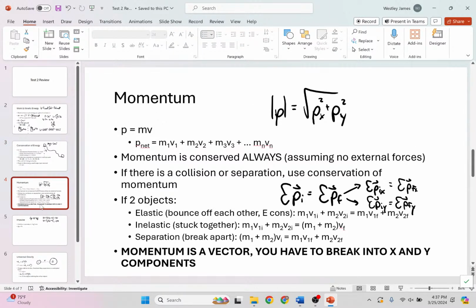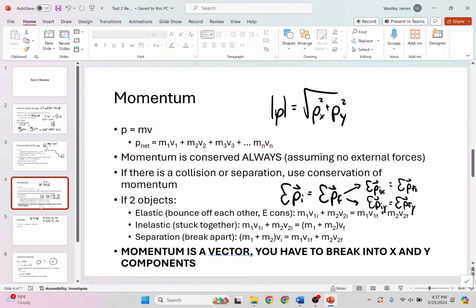Make certain you can do momentum. Momentum, we're back to vectors. Yay! We'll do an example of those today. There are three cases: elastic, inelastic, and separation. Remember, these are vectors. It's in all bold, all caps. You have to break them into X and Y.